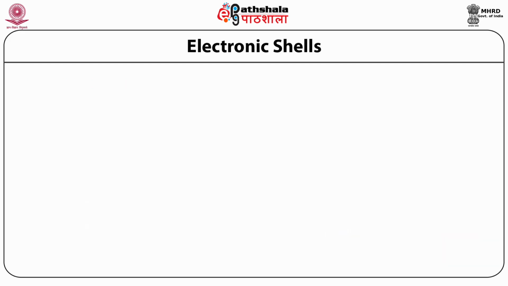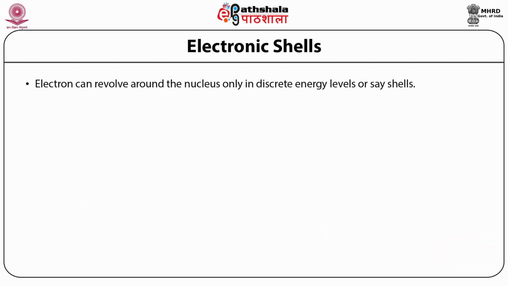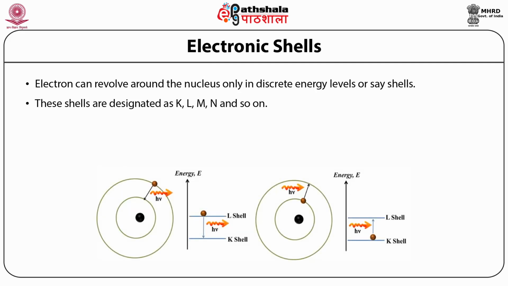Electronic shells. The electrons which revolve around the nucleus can only revolve in discrete energy levels, or say shells. These shells are designated as K, L, M, N and so on. As shown in the figure, the electron is situated in the K shell.